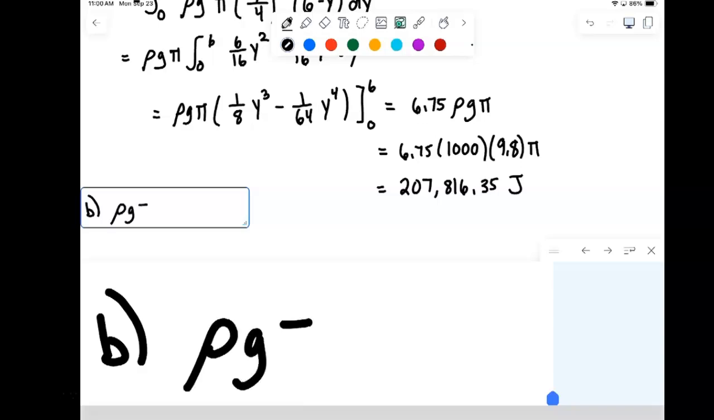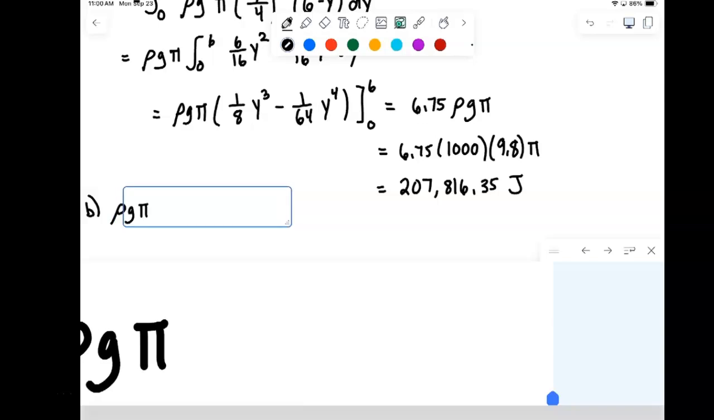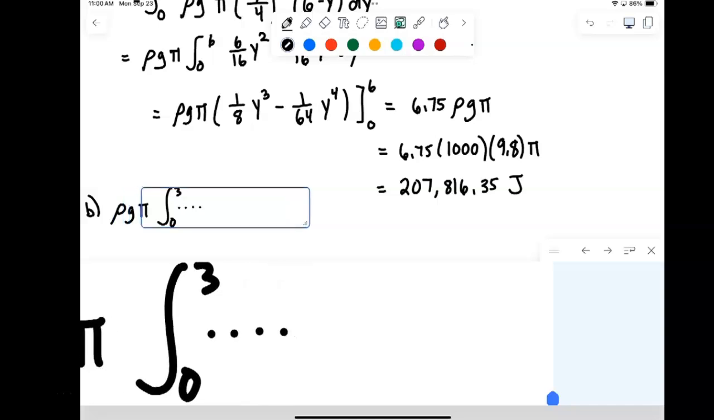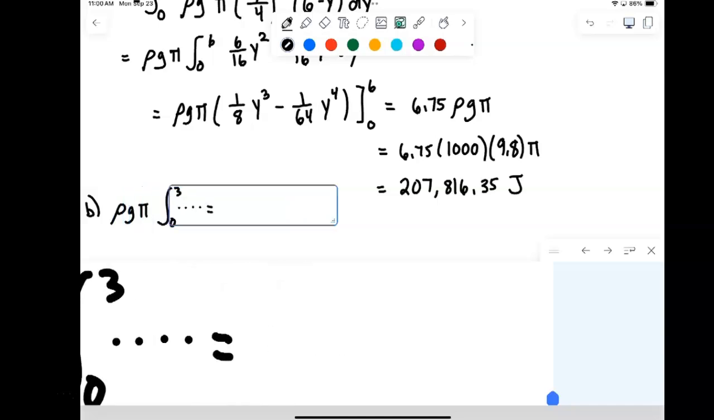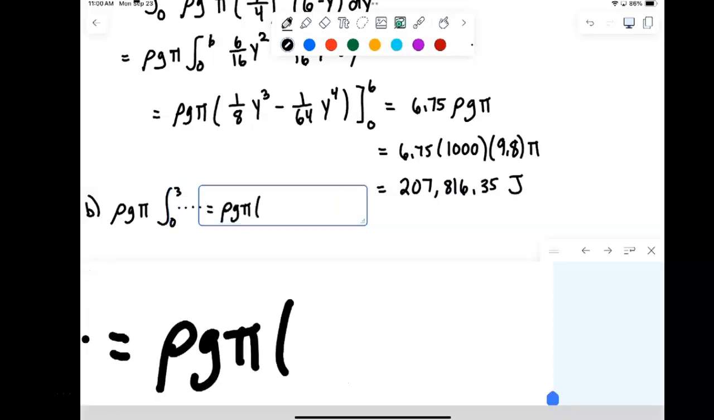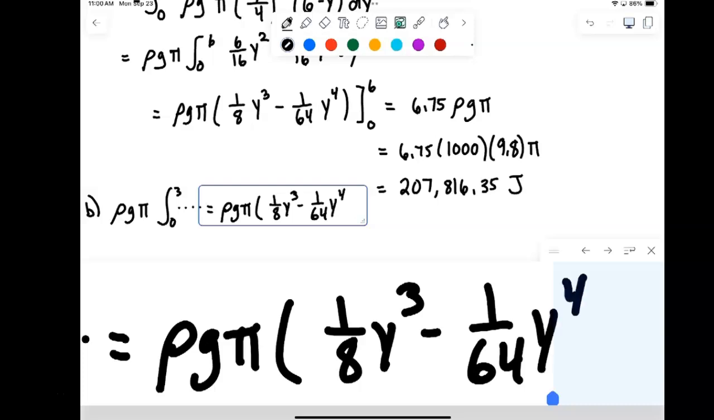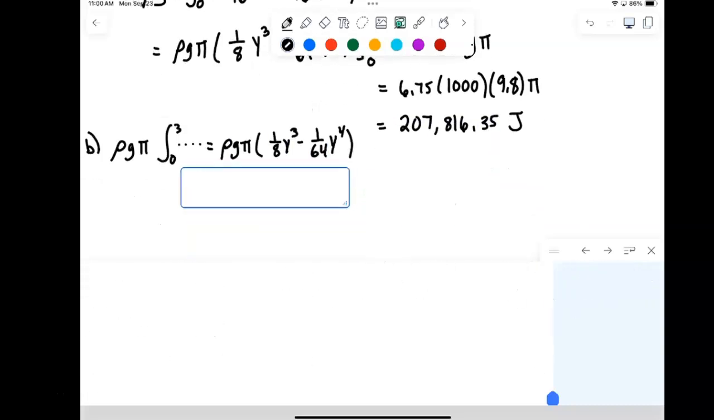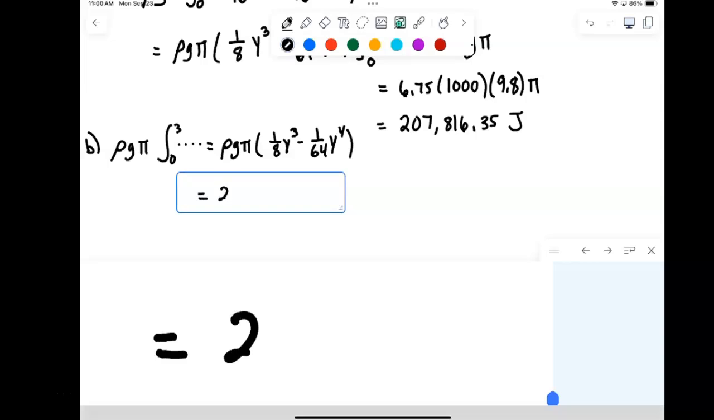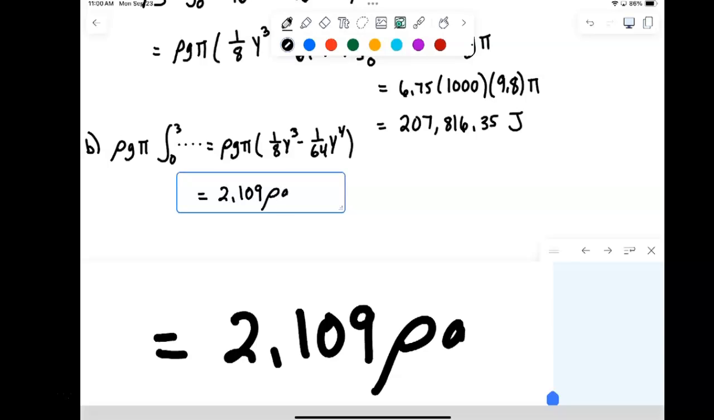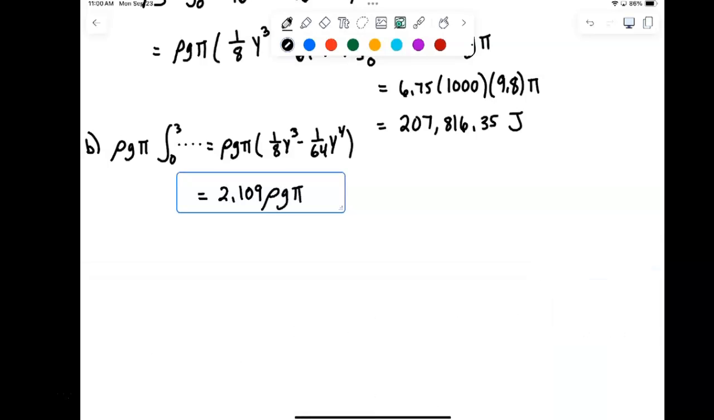Rho g pi from 0 to 3 of all that stuff that we would have again, which would eventually just work out to be rho g pi times the integral of 1/8 y cubed minus 1/64 y to the 4th, which comes out to be 2.109 rho g pi, which we again could put all the numbers in and get it.